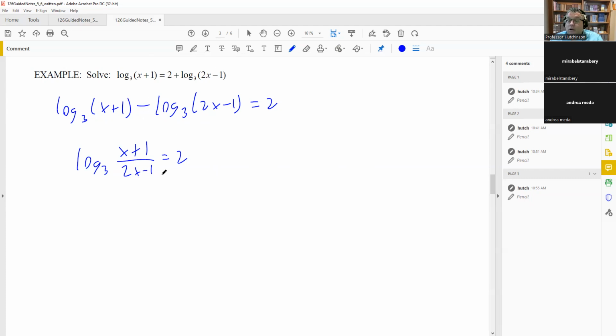Property number 7. Now we're going to change it from log form to exponential. You want to take the base, 3. You're going to raise it to the number after the equal sign, and that's going to equal x plus 1 over 2x minus 1. So always the same process every time. The 3 squared is going to turn into a 9. Remember, it's not 6. It's going to be 3 times 3, or 9.